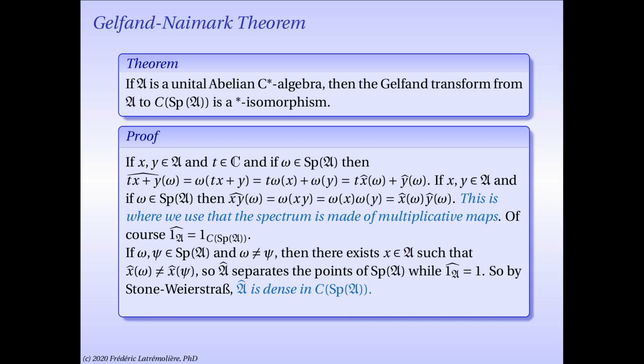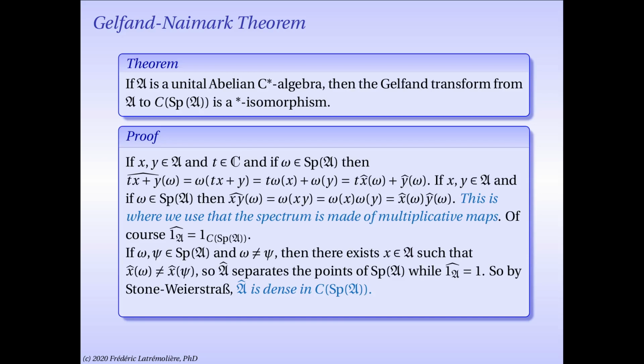And the way it works is I'm going to use the Weierstrass theorem. So if I take any two characters of my C-star algebra, omega and psi, and they're not the same character, well, then that means that they're different at some point in your C-star algebra. They're functions on the same space and so on.